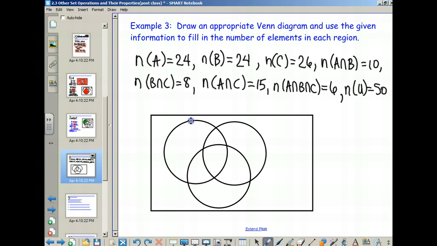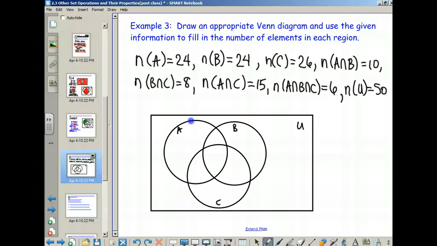All right, I need to label them what? A, B, and C. And I need a U. Where does U go? Outside. On the outside. Perfect. You guys are very vocal today. It's so polar opposite from my 8 o'clock, my 9 o'clock class.